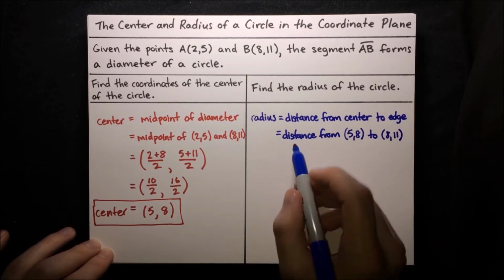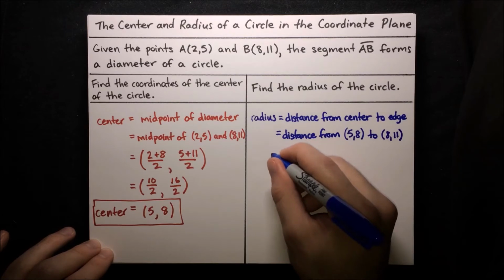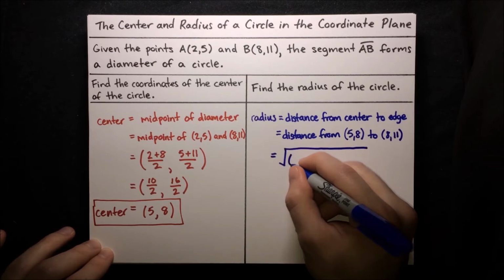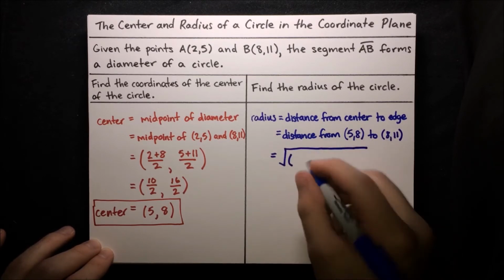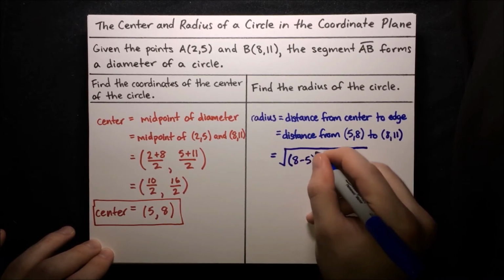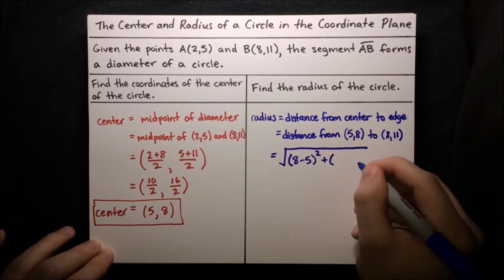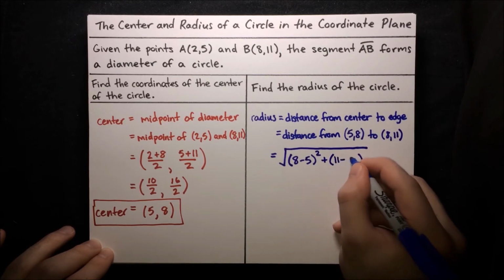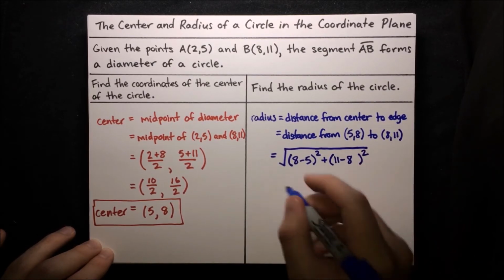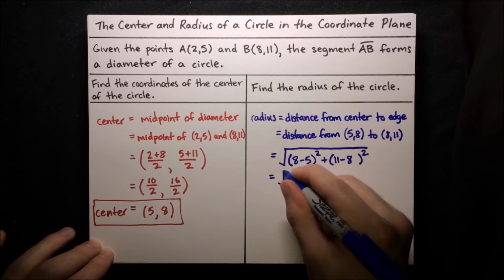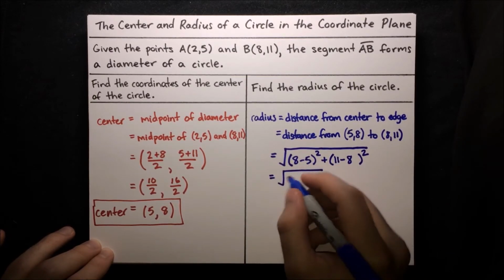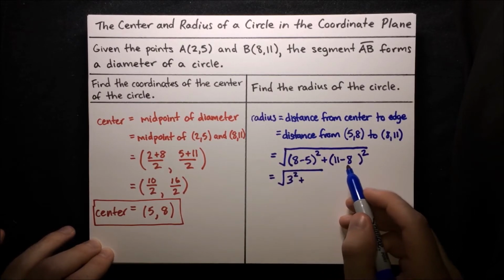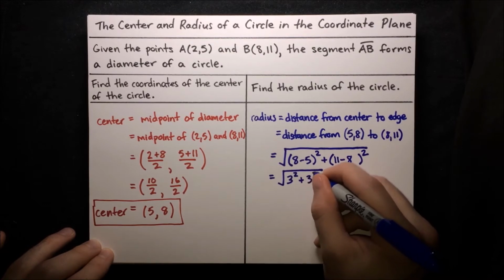And now we just need to compute the distance between these 2 points, which we can do using the distance formula. We subtract the x-coordinates, so 8 minus 5, and square that, and then add the same thing for y. So subtract the y-coordinates, 11 minus 8, and square that. Now we just need to compute this. The square root of 8 minus 5 is 3, so 3 squared, plus 11 minus 8 is also 3, so 3 squared plus 3 squared.